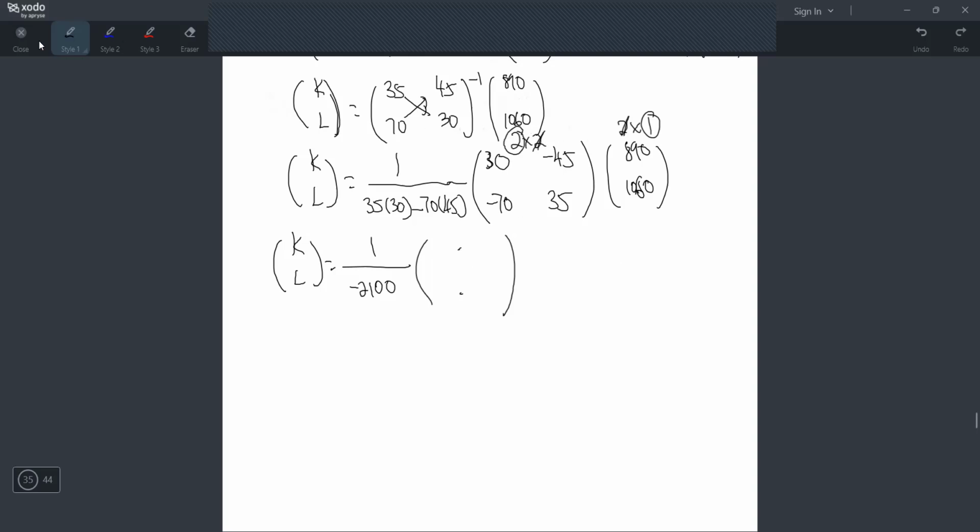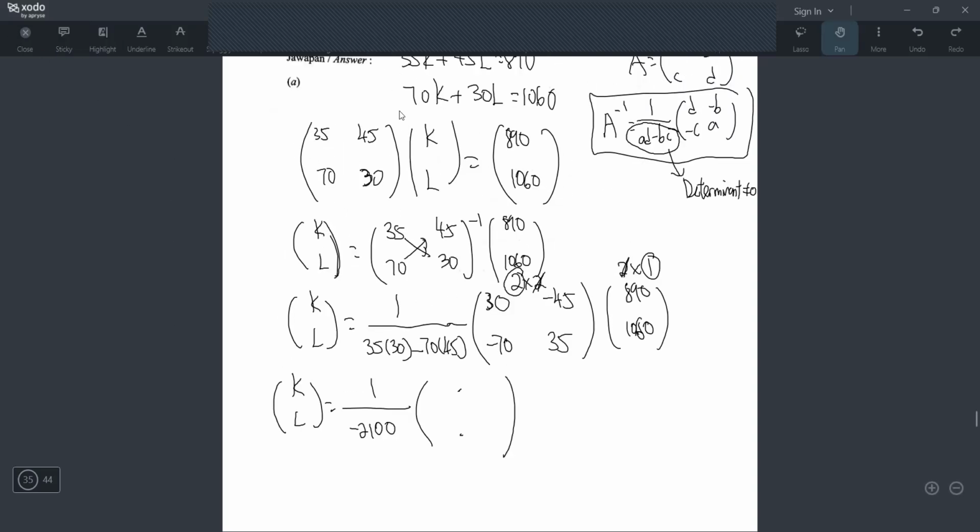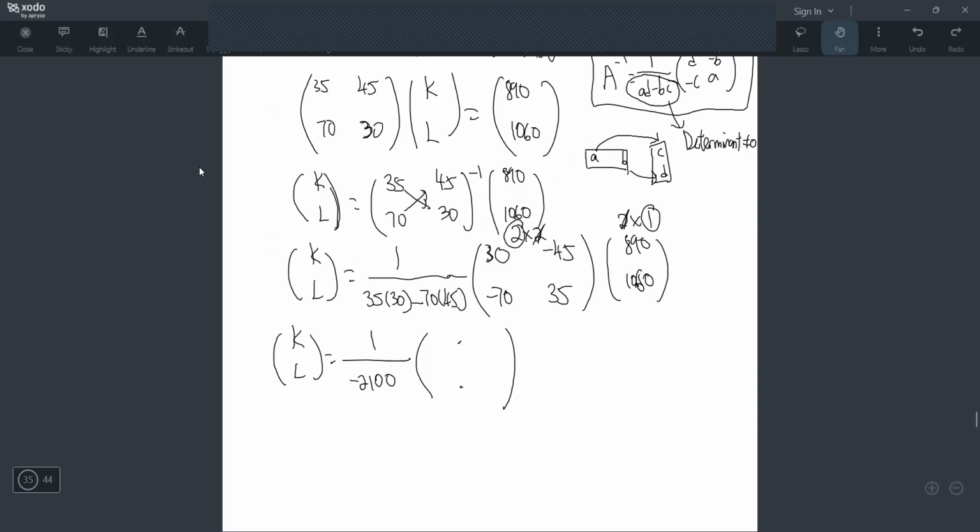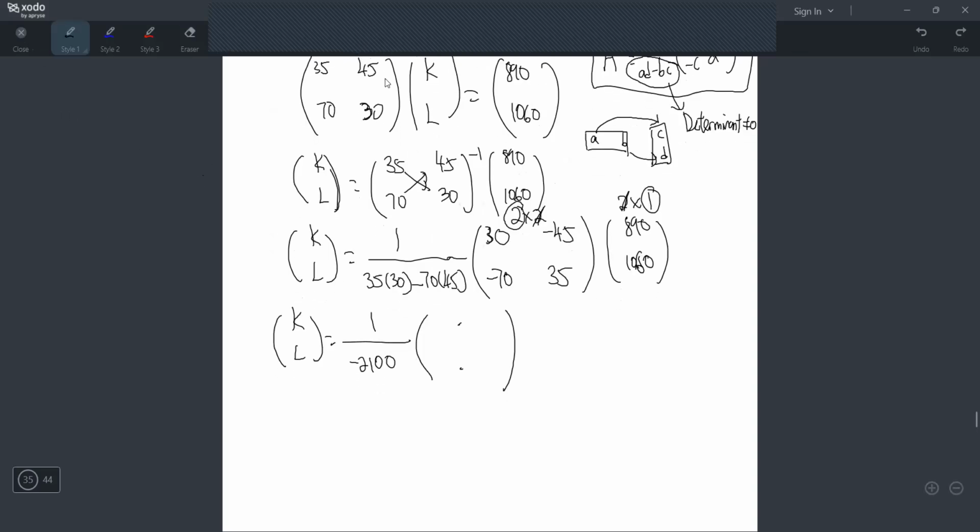And how do you darab? Do you remember how to darab matrix? You have to take horizontal times vertical, right? So let's say the horizontal got AB, here got CD. How do you want to multiply them? Dia mesti A darab C, B darab D. Tak boleh buat A darab C, A darab D, salah. Make sure it's horizontal times vertical. So where is the horizontal? This one is horizontal, and this is the vertical.